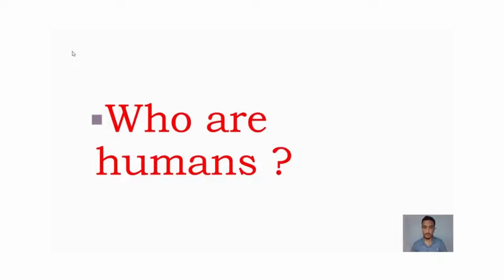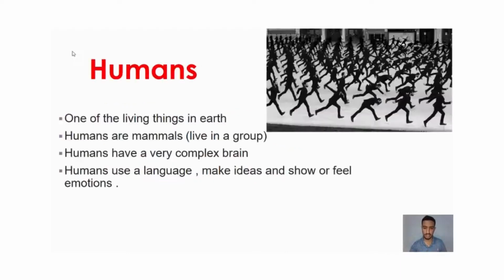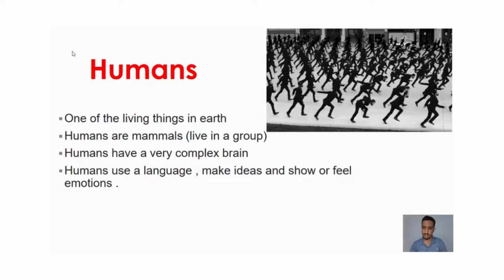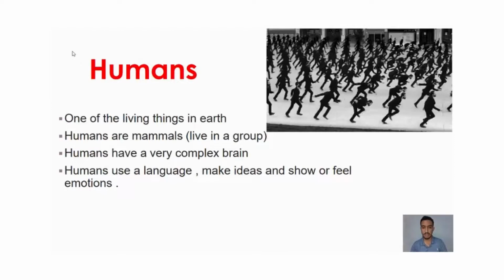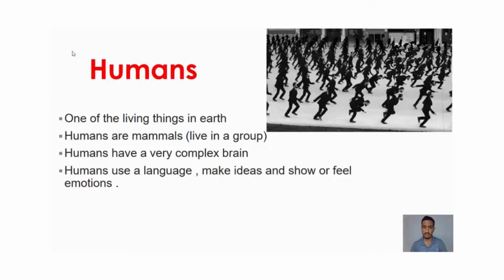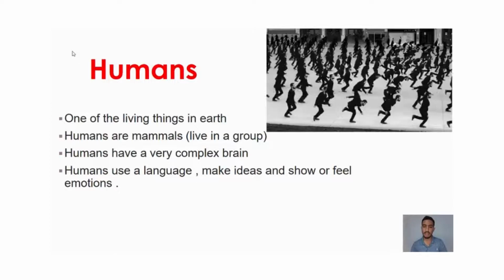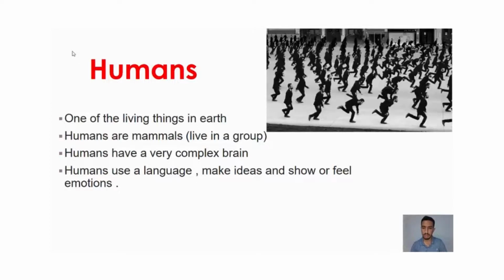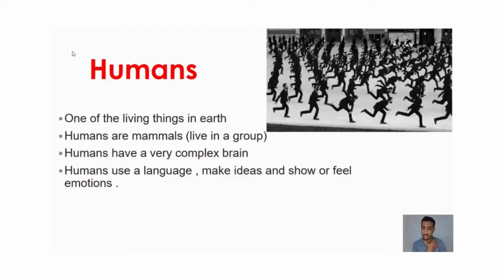Let me talk to you about one of the living things: humans. Do you have any idea who humans are? Aliens, maybe? Anyway, humans are basically us. Let me talk to you in more detail about humans. Humans, as I mentioned, are living things, including animals and plants. So humans are one of the living things on Earth. Humans are in the category of mammals. That means they live in groups. They reproduce and give birth to a child. Basically, they don't lay eggs.